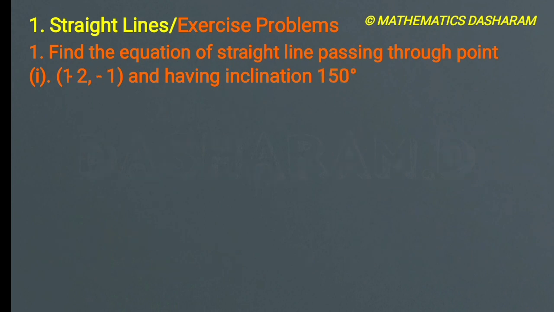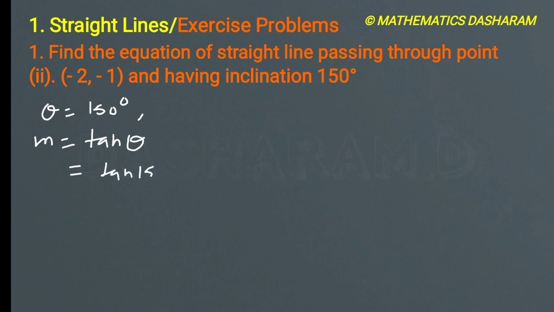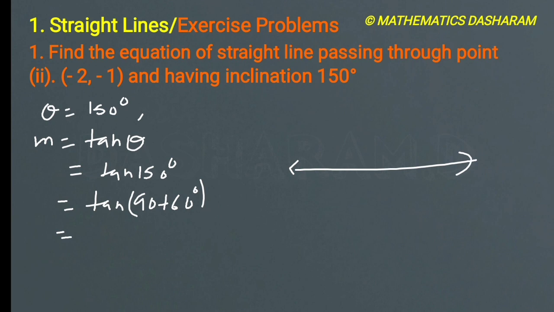Next, the second question: the point is (minus 2, minus 1) and the inclination is 150 degrees. So here theta equals 150 degrees. First I am going to find the slope, m equals tan theta. So tan 150 degrees, I am writing as 90 plus 60 degrees. So it is tan of 90 plus theta. 90 plus theta means it will go to the second quadrant.